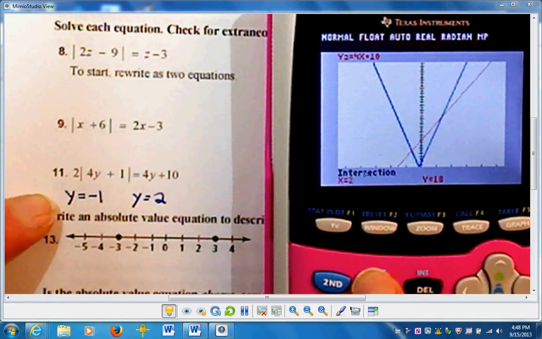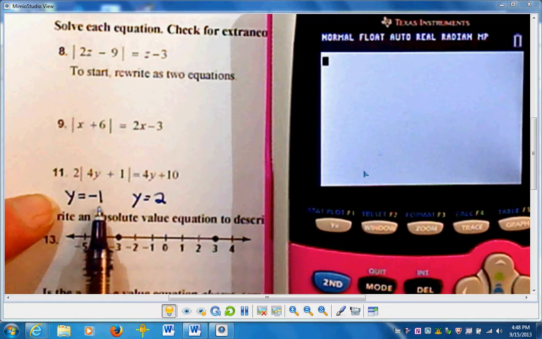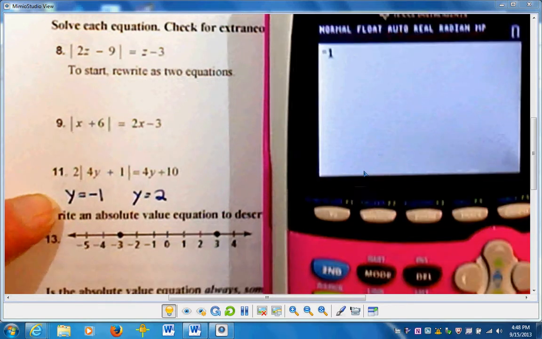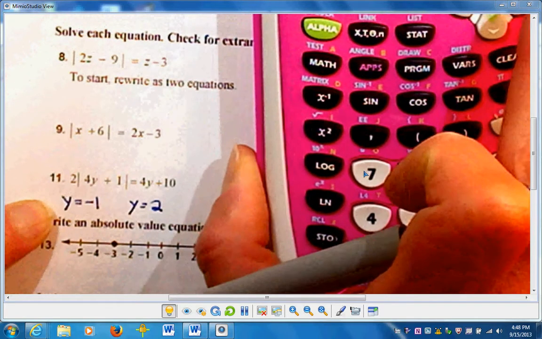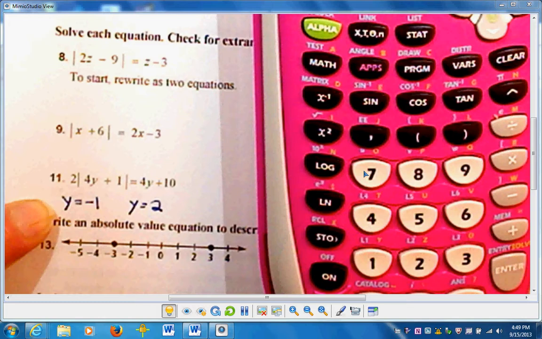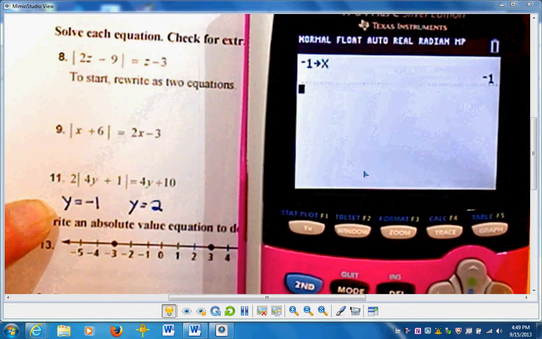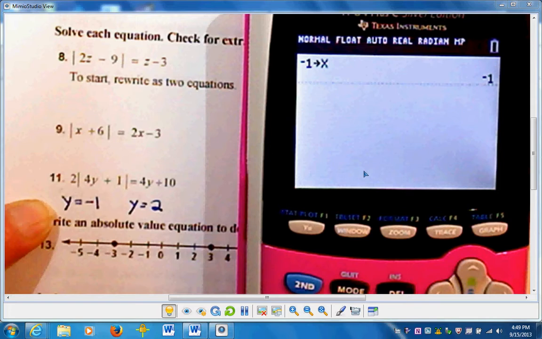So I'm going to go ahead and quit this screen, and I'm going to set my x value so that it equals -1. So I'm going to do -1, and I put that in, and then I'm going to push the store button right here, store, and I'm going to push x, and then I'm going to push enter. So your calculator will look something like this. So now wherever there is an x, it's taking on the value of -1.